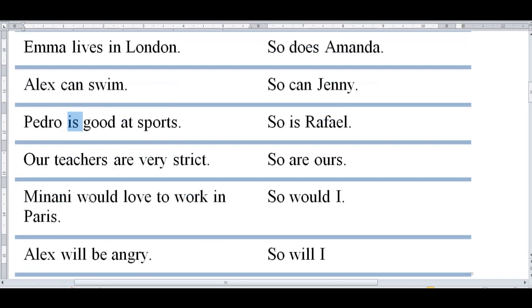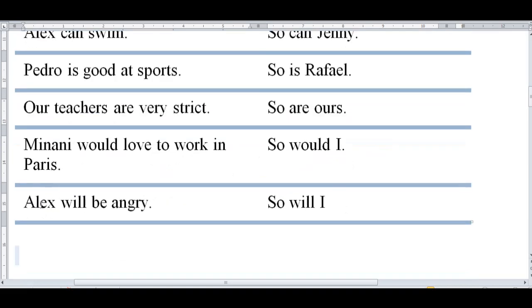Our teachers are very strict. So are ours. You see we have speaker A, we have speaker B. Non would love to work in Paris, so will I. Alex will be angry, so will I.